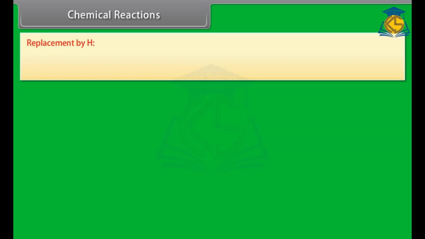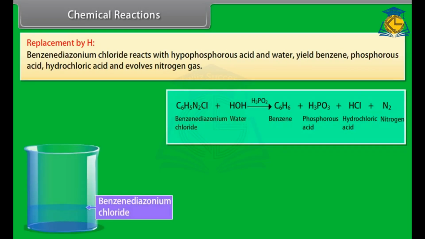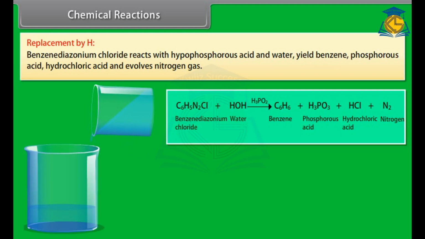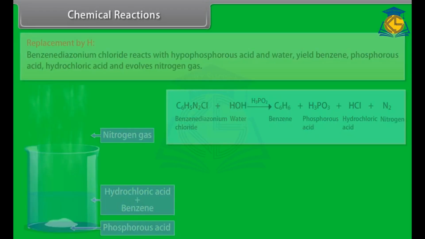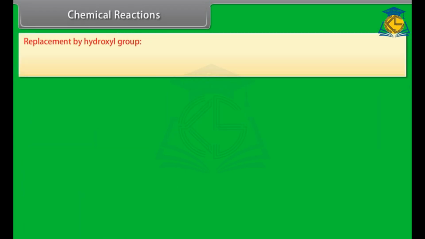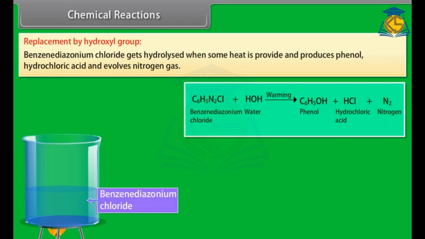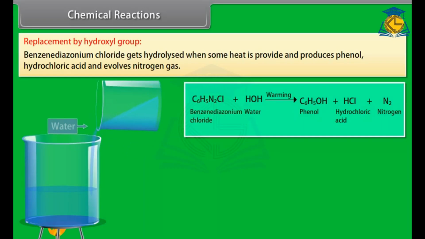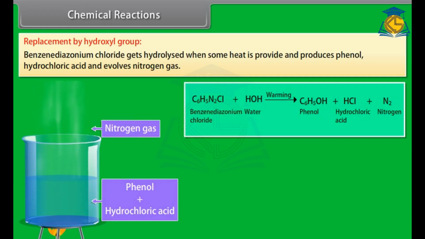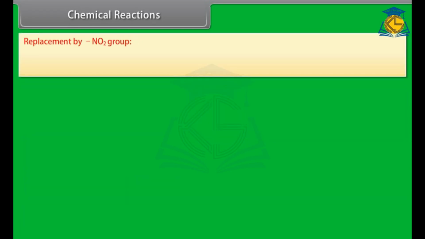Replacement by H. Benzene diazonium chloride reacts with hypophosphorous acid and water, yielding benzene, phosphorous acid, hydrochloric acid, and evolves nitrogen gas. Replacement by hydroxyl group. Benzene diazonium chloride gets hydrolyzed when some heat is provided and produces phenol, hydrochloric acid, and evolves nitrogen gas. Replacement by nitro group.